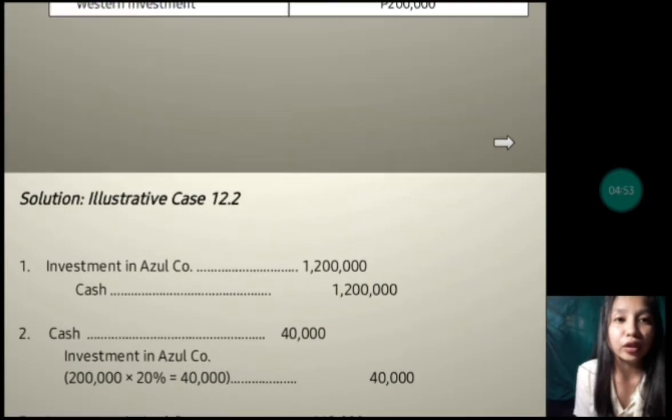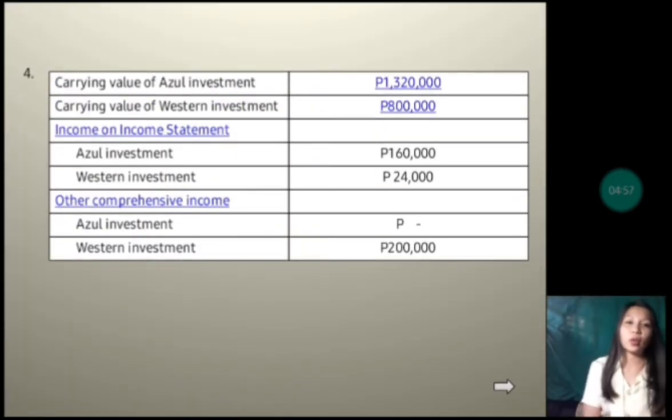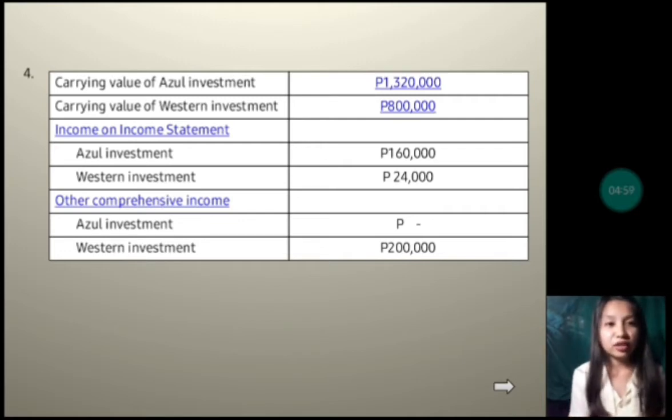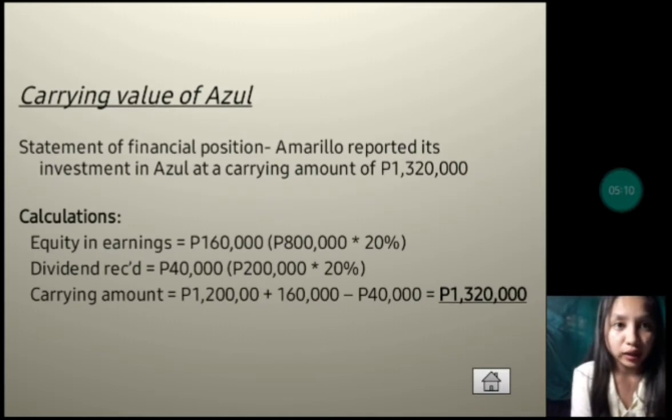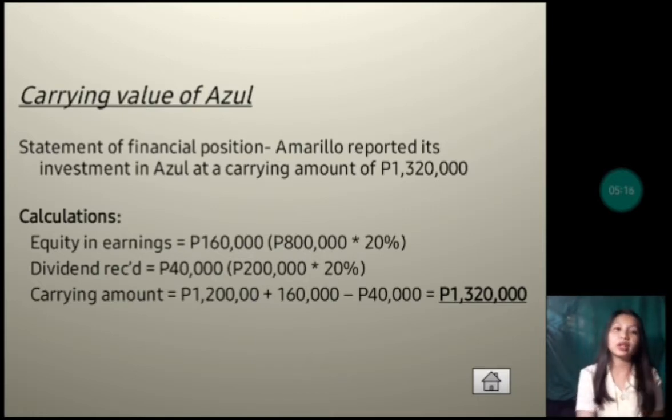Okay. So this is the fourth requirement. The carrying value of Azul's investment is 1,320,000. So how did we come up with this amount? So let's find out. In the statement of financial position, Amarillo reported its investment in Azul at a carrying amount of 1,320,000. The calculation for this one is equity in earnings, which is 160,000.